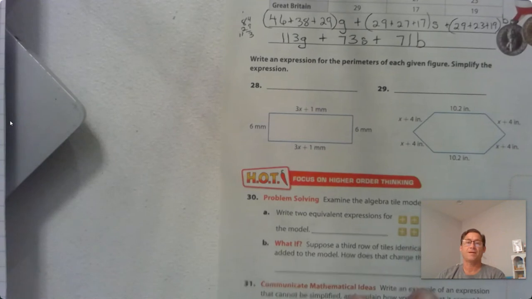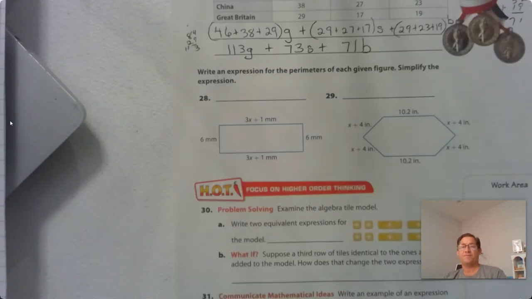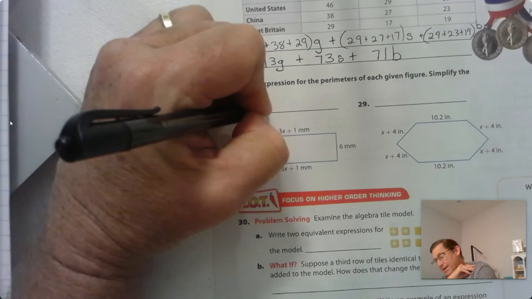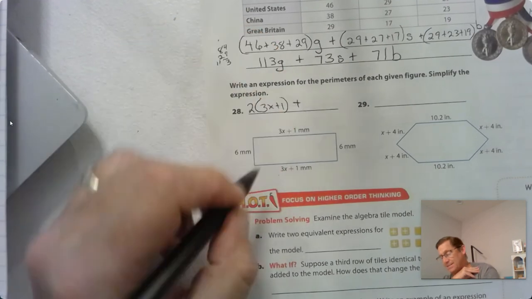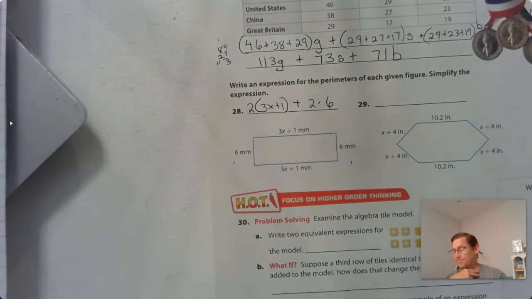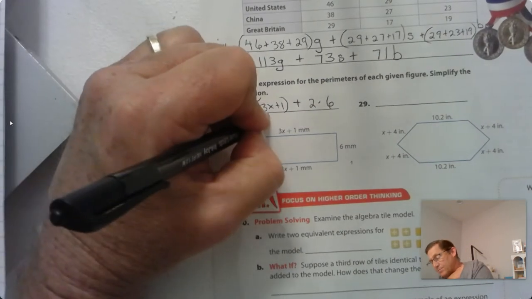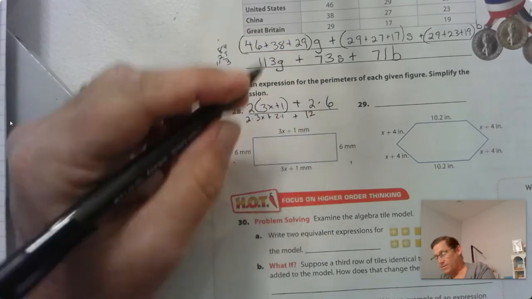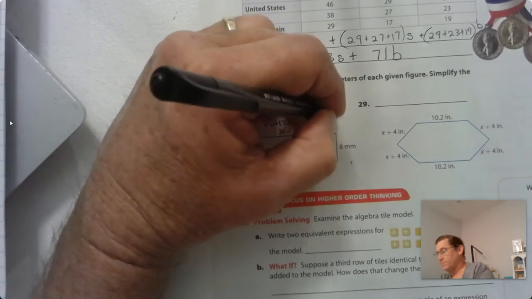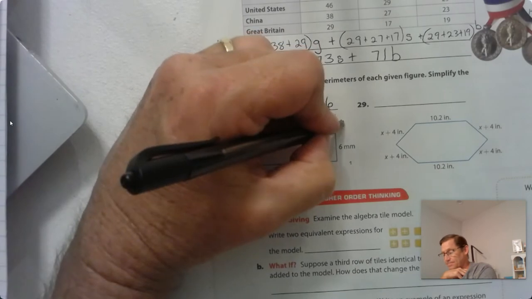Okay. Write an expression for the perimeters of each given figure. Simplify the expression. Okay. So we have 3x plus 1, 3x plus 1. So that's the same as saying 2 times 3x plus 1 plus these two sides, which is 2 times 6. So 2 times 3x plus 2 times 1 plus 12. 6x plus 2 plus 12 equals 6x plus 14 millimeters.